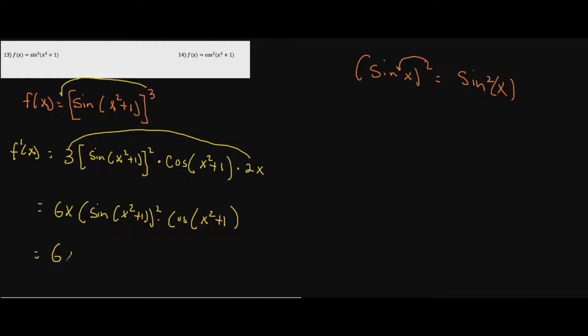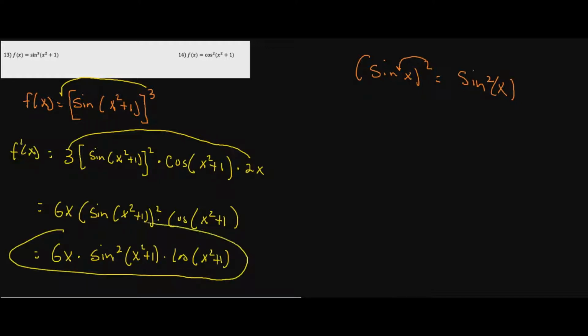Or, last but not least, I could rewrite this as 6x times sine, and I can put the 2 back in this notation here: x squared plus 1 times cosine of x squared plus 1. And this would be my derivative function. Notice that it required the chain rule a multitude of times, and that's okay. Sometimes we're going to deal with stuff like that.